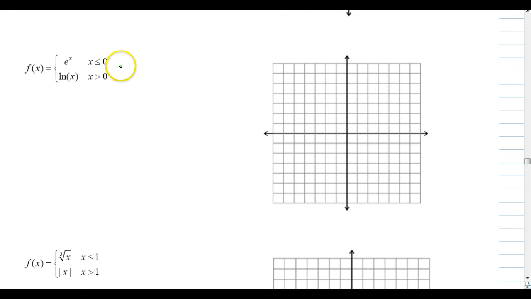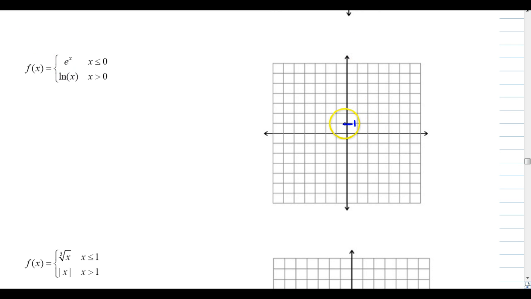The next piecewise function we're going to look at is e to the x and natural log of x. And e to the x is only going to be defined when x is less than or equal to 0. And ln x is going to be defined when x is greater than 0. So let's go ahead and start by graphing e to the x.